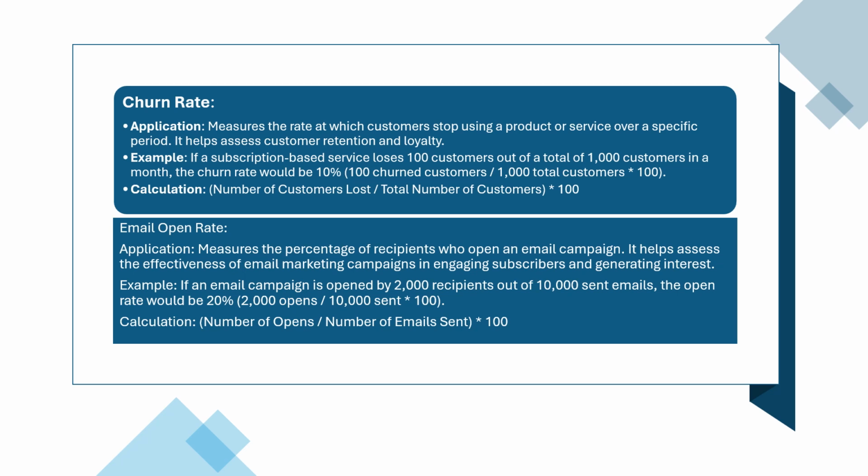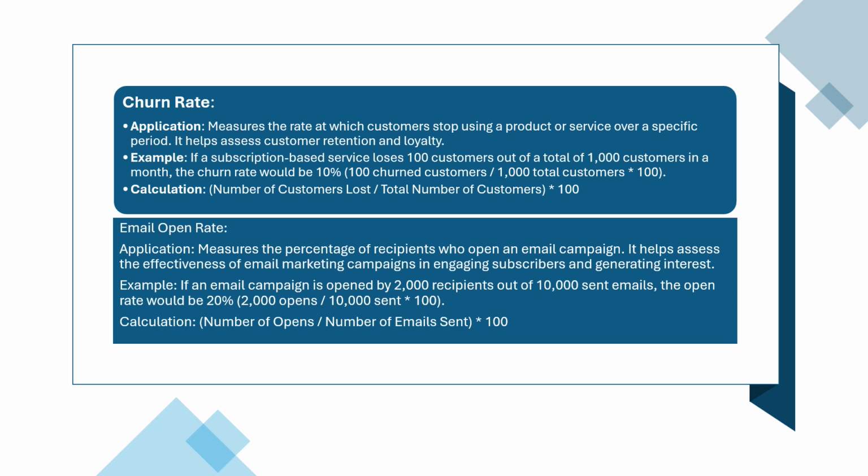What is churn rate? That is measuring the rate at which customers stop using a product or service over a specific period. It helps assess customer retention and loyalty. So let us take an example. If a subscription-based service loses 100 customers out of a total of 1,000 customers in a month, the churn rate would be 10%: 100 churned customers divided by 1,000 total customers multiplied by 100. Now this is the churn rate, and once you know the churn rate, you can immediately take action to reduce it if it is high. So that is not a good sign for any company.